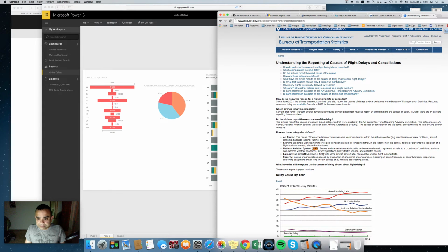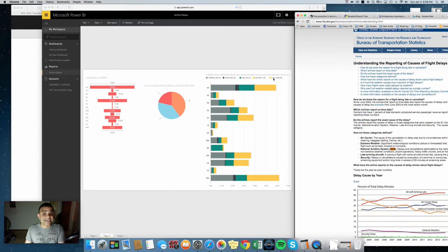So NAS delay is National Aviation System delays. It can be a variety of reasons, referring to a broad set of conditions such as non-extreme weather conditions, airport operations, heavy traffic volume, and air traffic control. Those reasons are under NAS. And then late aircraft as well, and security delays.